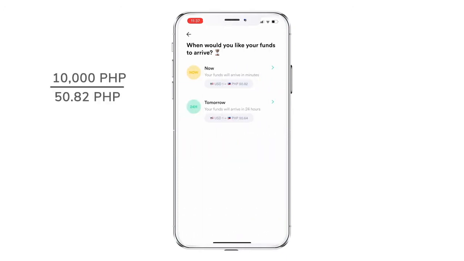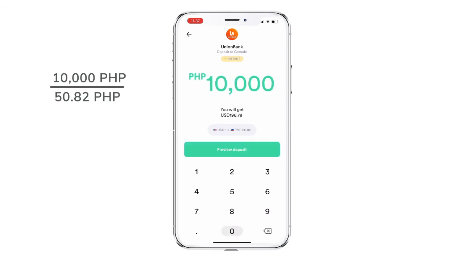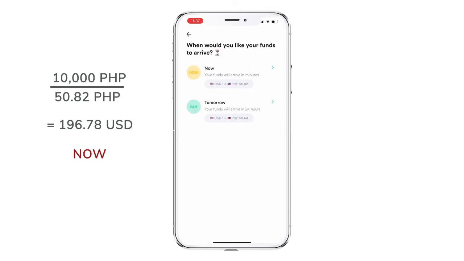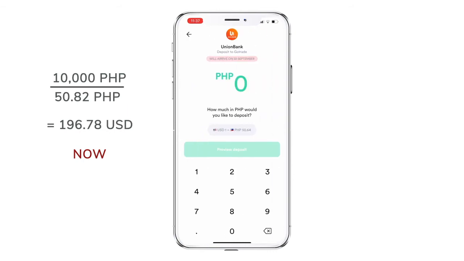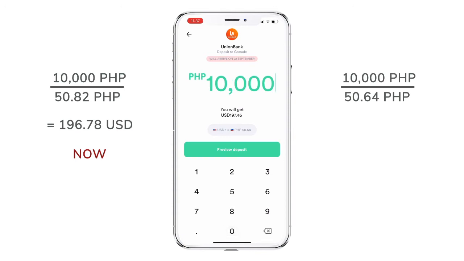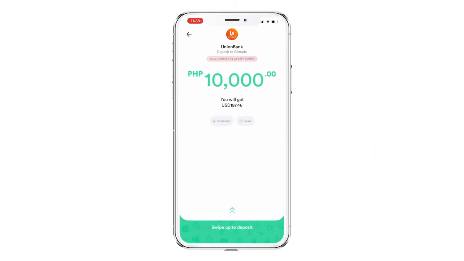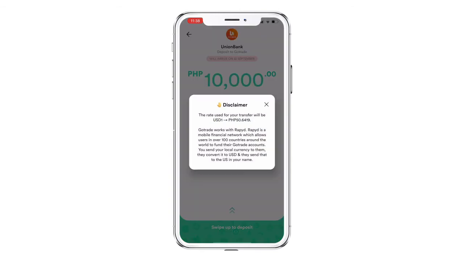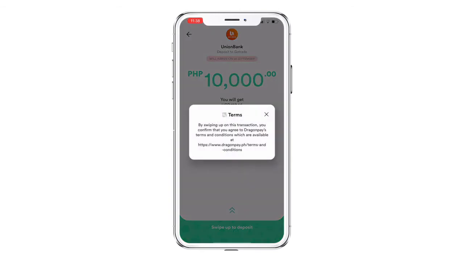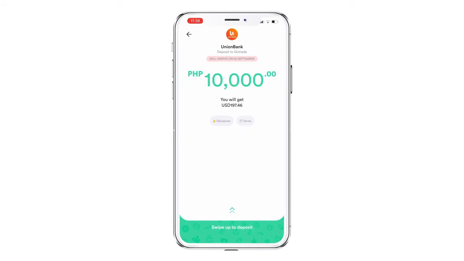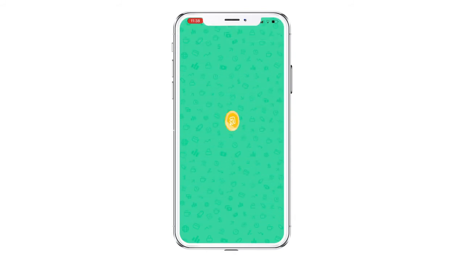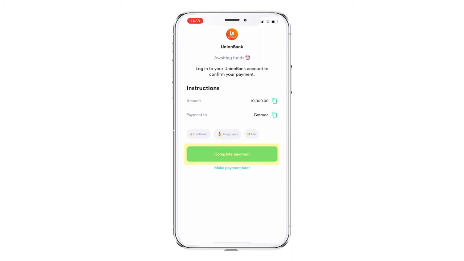If you compare it to 50.82, you'll only get $196.78. Okay, so let's go back. Yan, so makikita nyo it's higher than the conversion rate right now. Okay, preview this deposit and you can read the disclaimer and the terms. Then just swipe up to deposit. Okay, so complete payment.